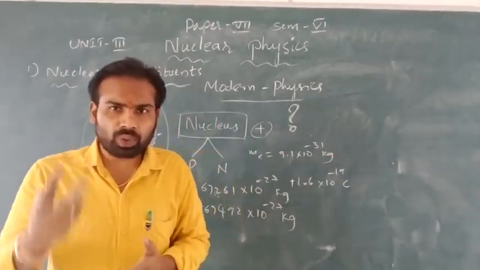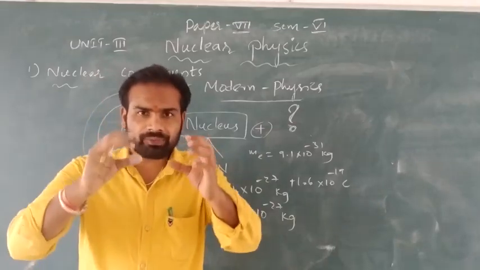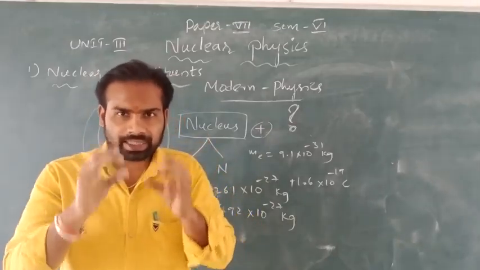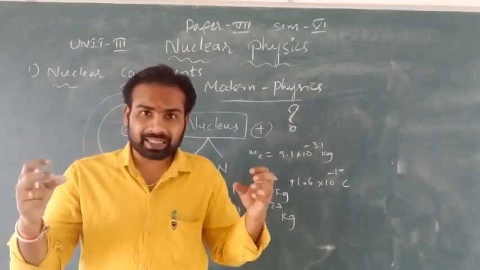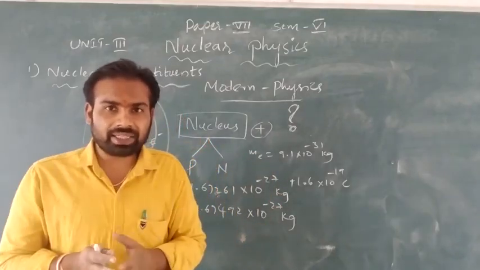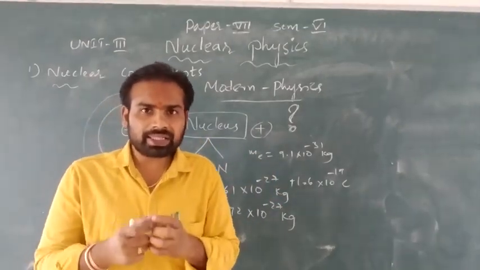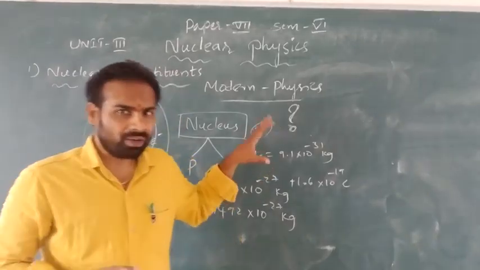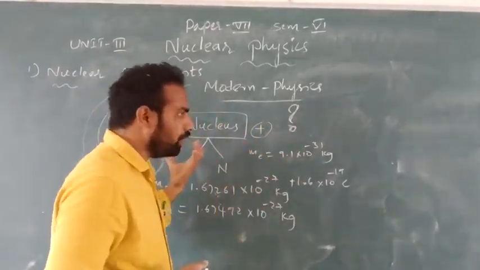Two protons are nothing but what? Two positive charges in a nucleus. So if two positive charges are present in the nucleus, they will repel each other. But the entire nucleus is stable, even though it has some repulsive force. The nucleus is stable.